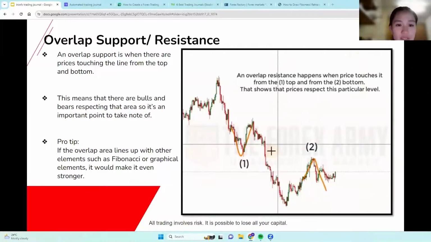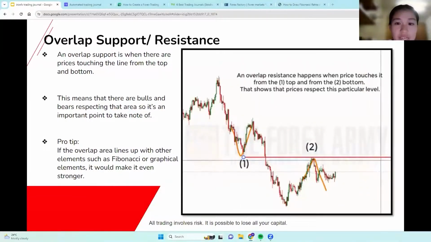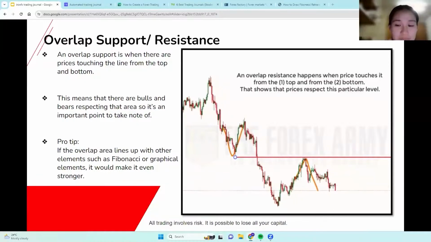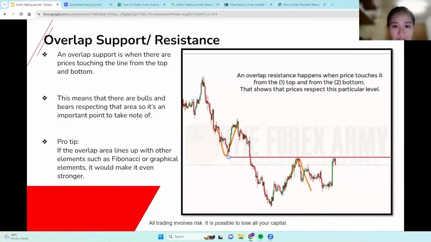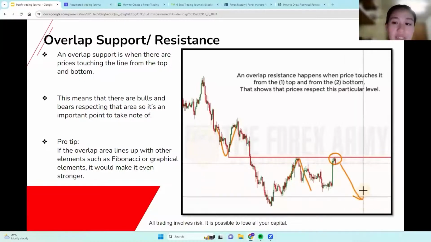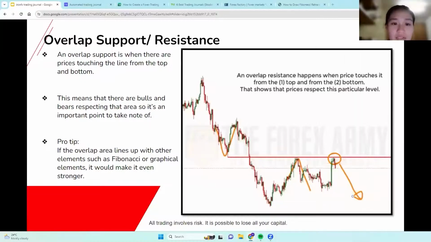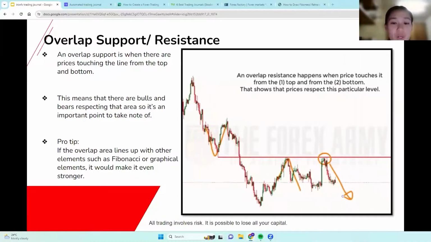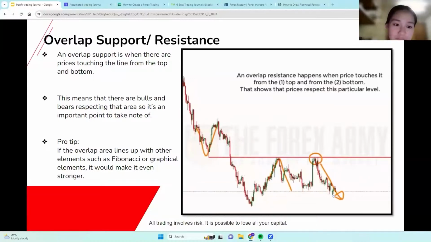So overlap resistance occurs when price reacts off a particular level from the top and from the bottom. The more times that it reacts off this area, the stronger the overlap area. This basically means that there are bulls and bears that are respecting that area, so it's important to take note of that.